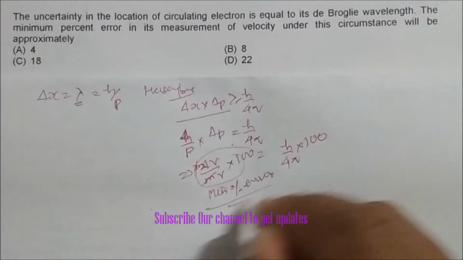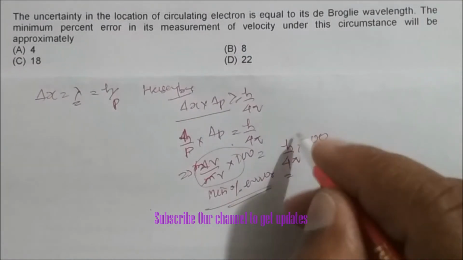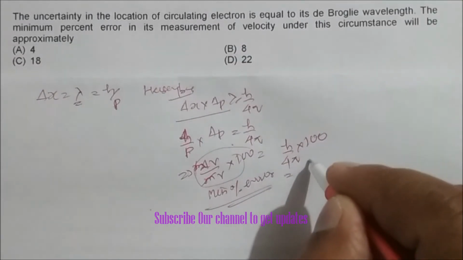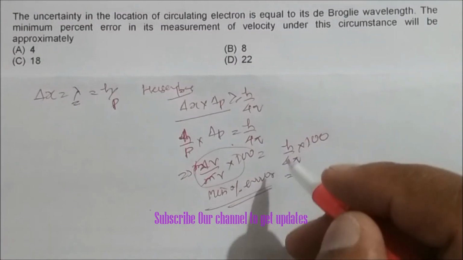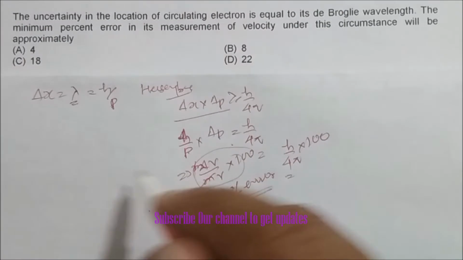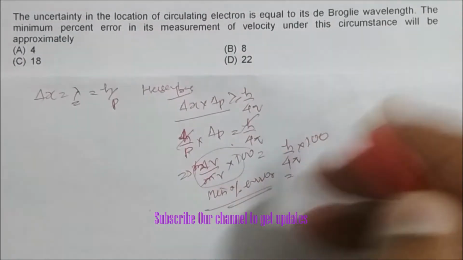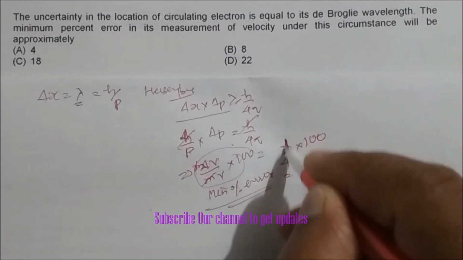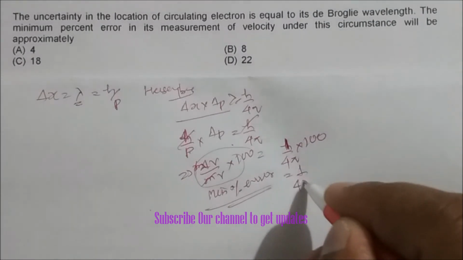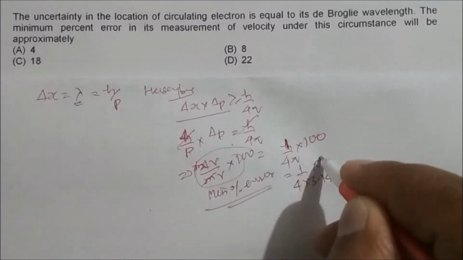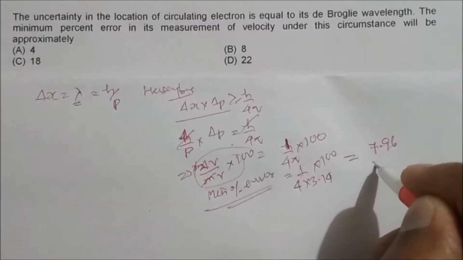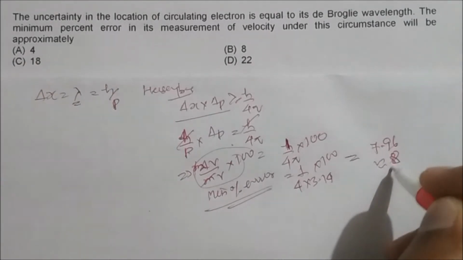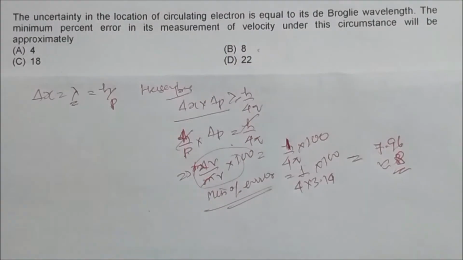in velocity. So if you solve it, h by 4 pi, so h we know the value, so this will be h by 4 pi. So this is h by p, so this cancels out. So this is again 1 by 4 pi. So 1 by 4 pi, 1 by 3.14 into 100, and if you solve it, it becomes 7.96, which means approximately equal to 8. So this answer is correct.